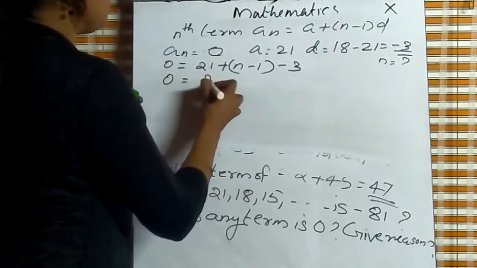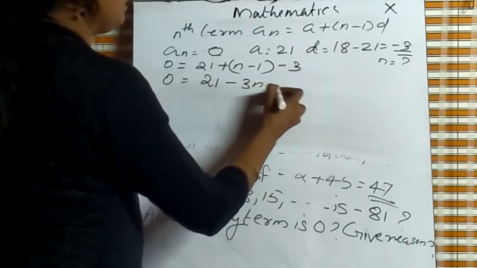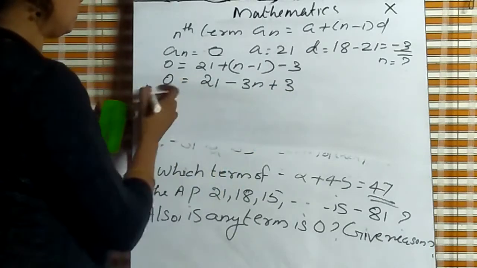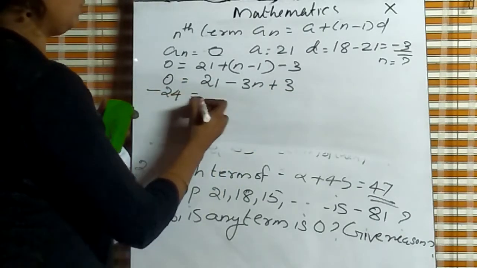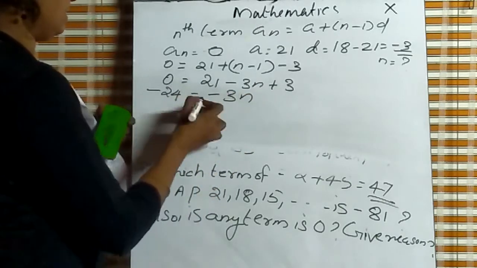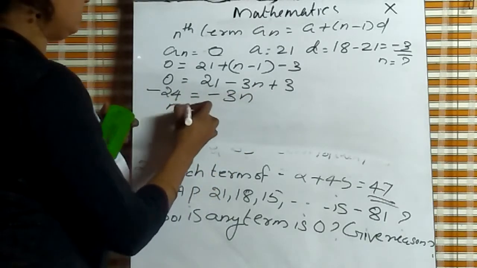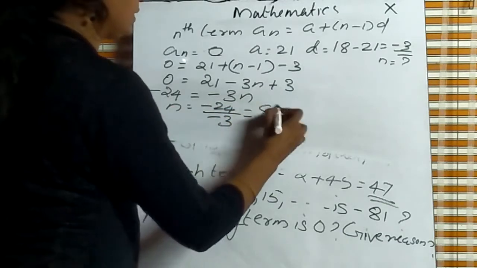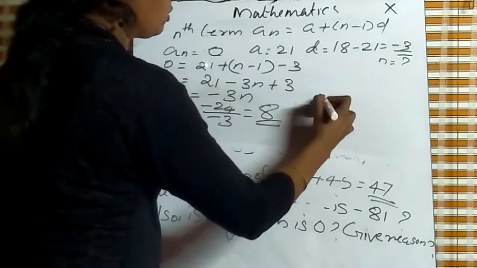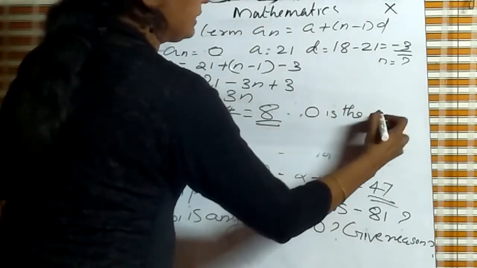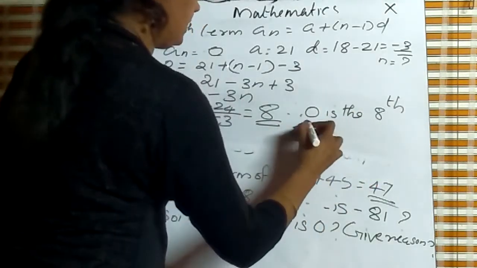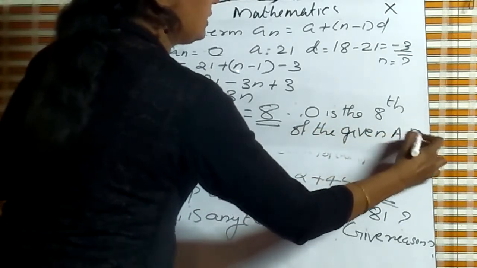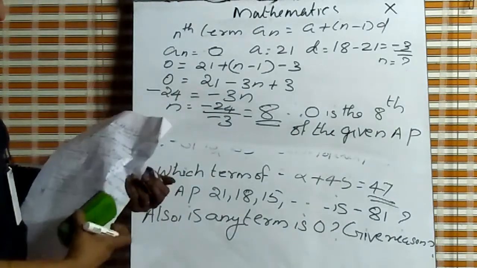0 is equal to 21 minus 3n plus 3. 21 plus 3 is 24, goes to this side. Minus 24 is equal to minus 3n. So n is equal to minus 24 by minus 3. 24 by 3 is 8. Therefore 0 is the 8th term of the given AP.